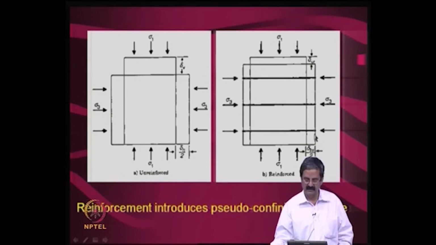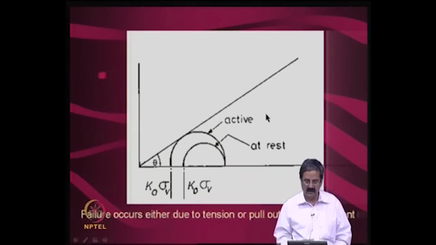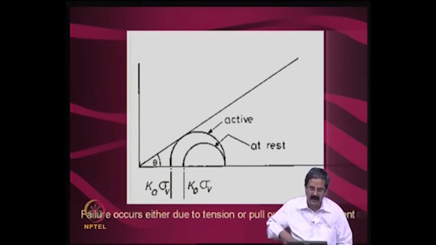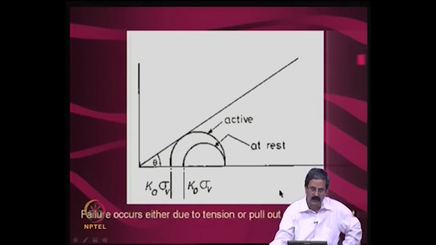So, this is a very simple principle, and to operate it very effectively, some more requirements are there. Here is another example. Suppose the soil, as I just said, is at rest. This is actually a Mohr circle; this is the normal stress, this is the shear stress, and this is the friction angle.